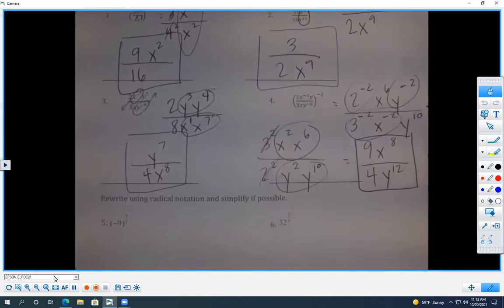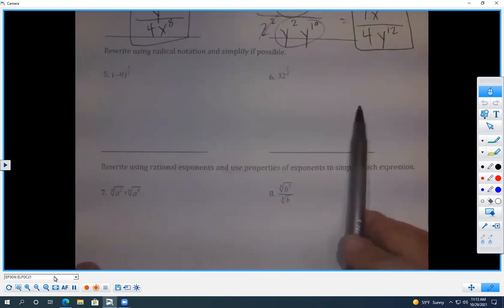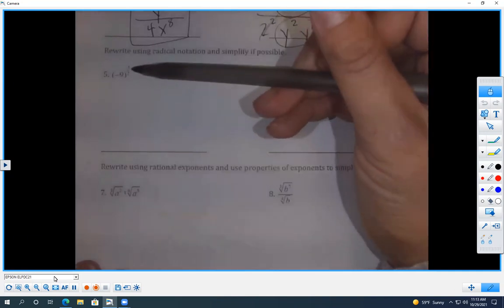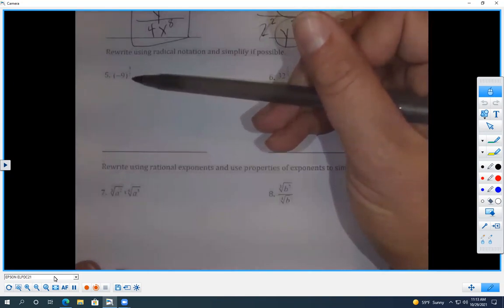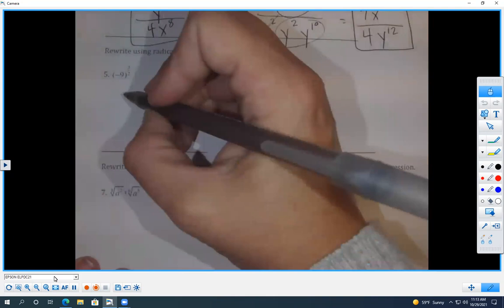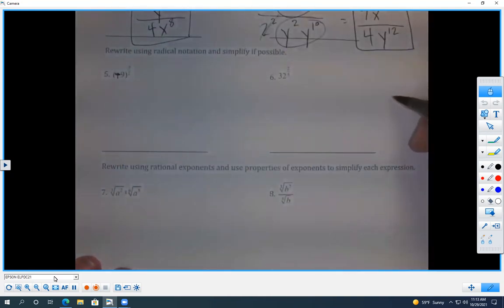Okay, so that's the first part of your exam. The next thing is rational exponents. Remember, if you have a fractional exponent, the number on top represents the power, the number on bottom represents the root that you're taking of it. So that we can make this problem work, go ahead and make that a positive 9. Doesn't really work unless you make it a positive 9.